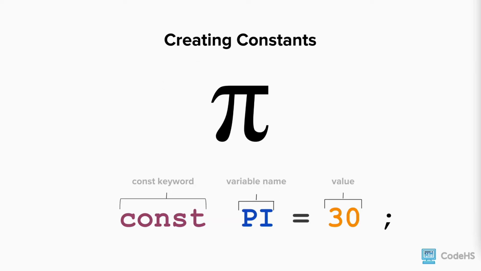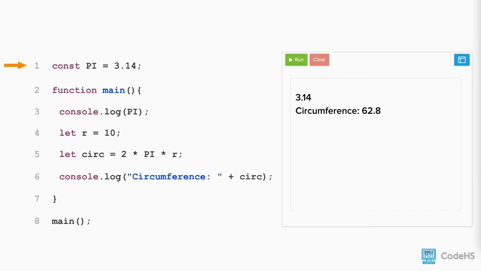JavaScript supports creating constants. To declare a const variable, use the const keyword followed by the variable name. It is convention to write the variable name of a constant in all uppercase letters. In JavaScript, const variables must be assigned a value when they are declared. To make constants accessible from the main function and other functions we declare in our program, we define constants at the top of the program outside of the main function.